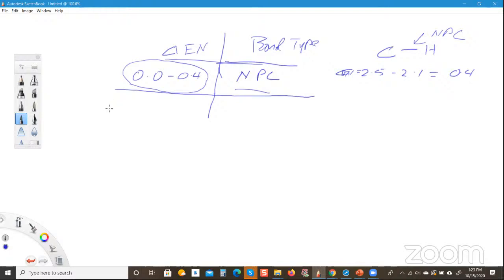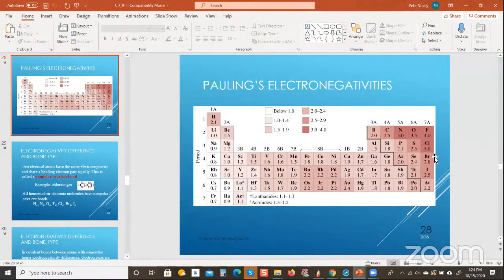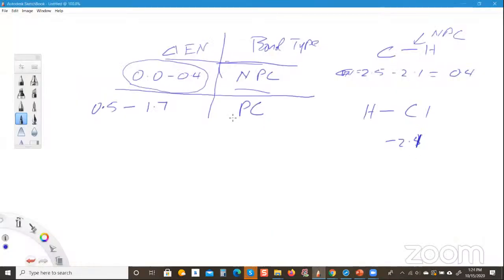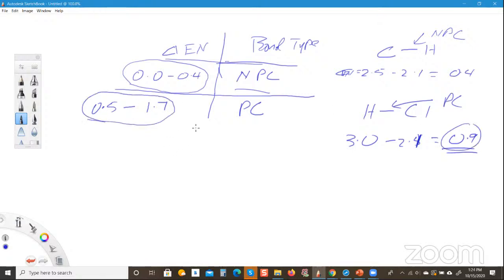Okay, if the electronegativity difference between two atoms connected by a bond is from 0.5 to 1.7, then this bond is considered to be polar covalent. So a good example of this is the hydrogen to chlorine bond. Hydrogen is 2.1 and chlorine has a value of 3.0. So 3.0 minus 2.1 gives you 0.9. So therefore this bond is polar covalent because 0.9 falls within the range for polar covalent bonds.